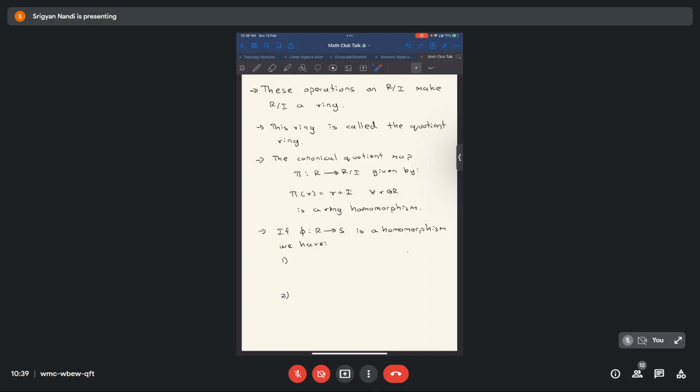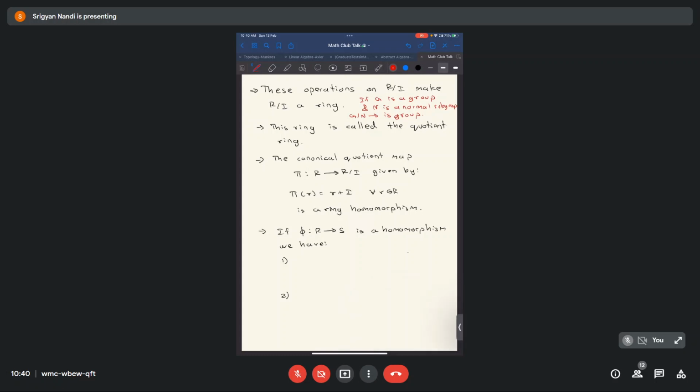So from R, using an ideal, we have constructed another ring, R by I, and this again shows a strong similarity to normal subgroups, where if G is a group and N is a normal subgroup, then we can make the quotient group G by N, which also forms a group under the same operation. So this ring R by I is called the quotient ring of R over I.